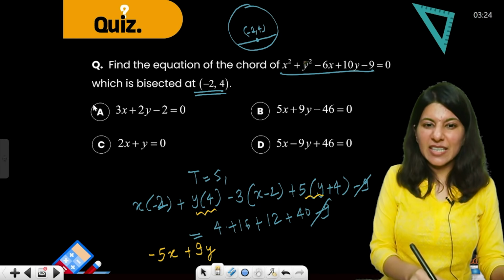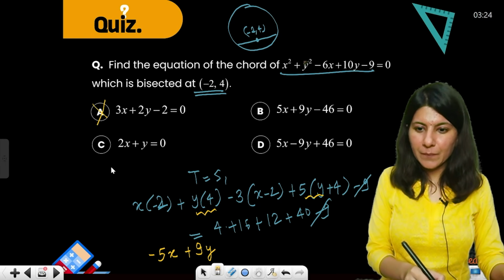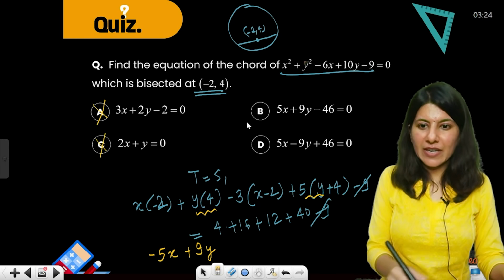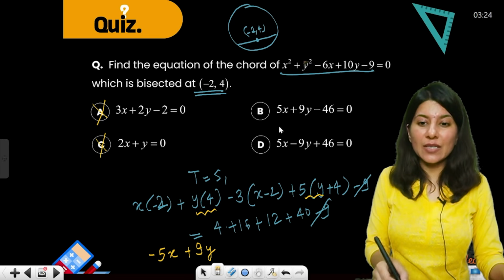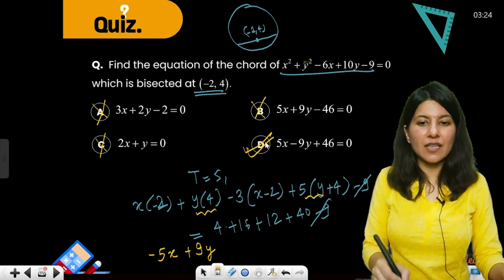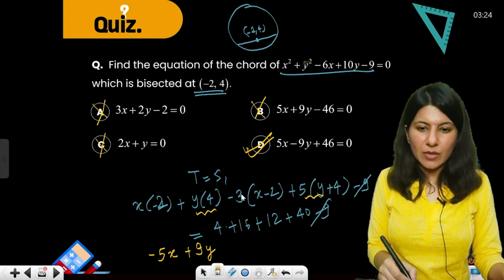So clearly 3x plus 2y is wrong. 2x plus y is also wrong. Minus 5x plus 9y, this is also wrong. D is correct till now. Now let us solve it further.